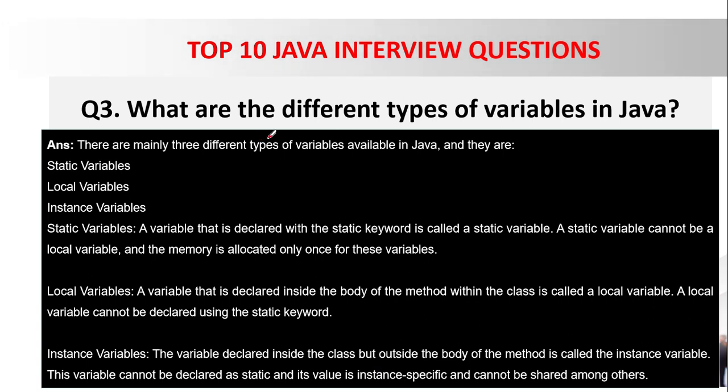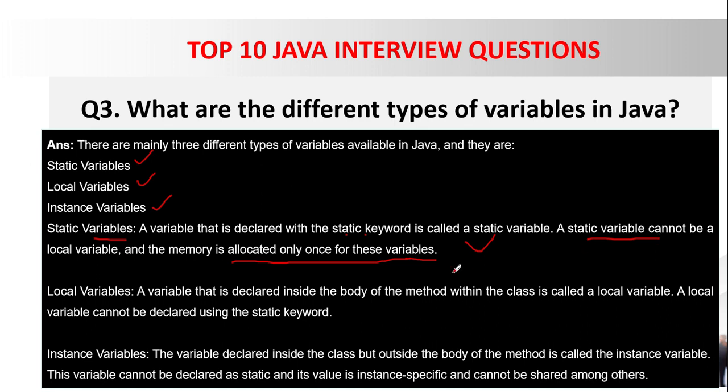Here we have, what are the different types of variables in Java? In Java we have 3 types of variables: static variable, local variable and instance variable. So let's discuss the static variable. Whenever you create a variable using the static keyword, that becomes a static variable. A static variable is allocated only once. These variables are shared among different instances of a class. Only one copy of a static variable is created.